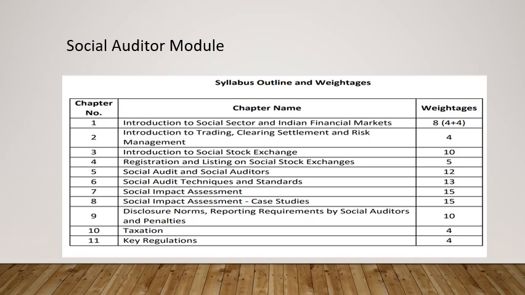Chapter 10 and 11, which is related to taxation and key regulations, also have many common aspects related to other certifications of NISM. But chapter 3 to chapter 9 has various new aspects that you need to actually learn. And as you can see here, it covers social stock exchange. It is related to registration and listing of social stock exchange, what is social audit, what is social impact assessment. So various areas related to the role of social auditor has been covered here.